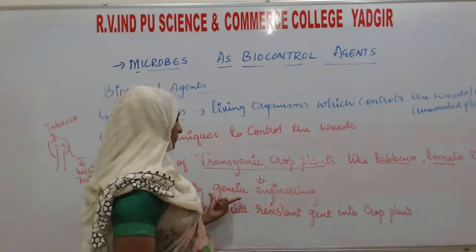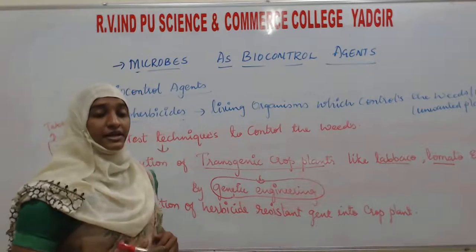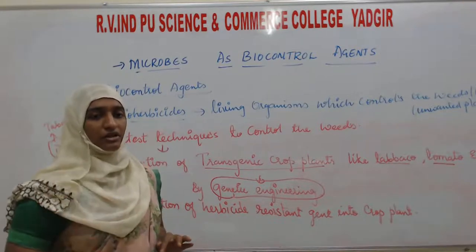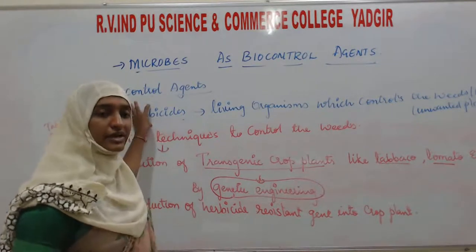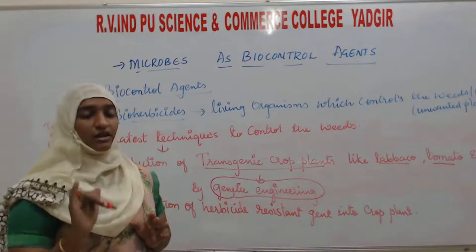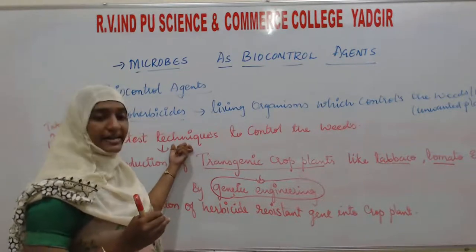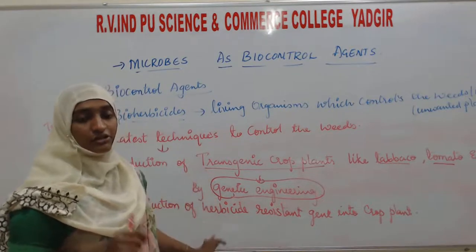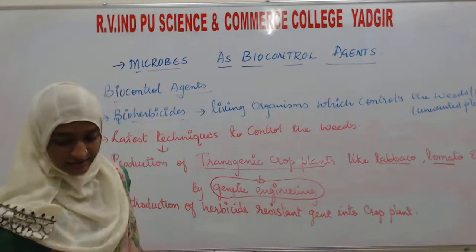By which method are they producing these transgenic crop plants? That is by genetic engineering. Okay, in detail about these transgenic crop plants and this genetic engineering method, you will study in the biotechnology chapter. Okay, next we will go to the next topic. This is about the bioherbicide. Next we will go for the bioinsecticide. In bioherbicide you had studied two examples. One is mycoherbicide, another is the cochineal insect. After that there are some modern techniques to control weeds, that is the transgenic crop plants, in which by genetic engineering they introduce the herbicide resistant gene into the crop plants. So next we will go for the bioinsecticide.